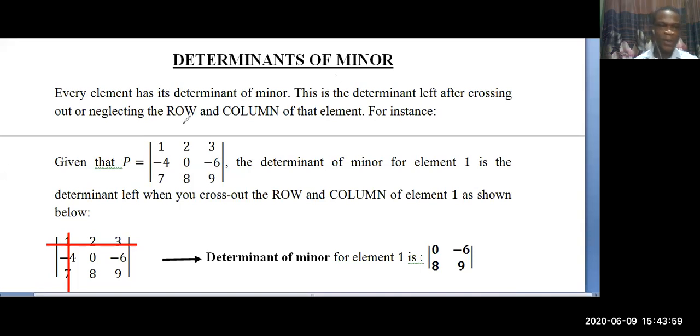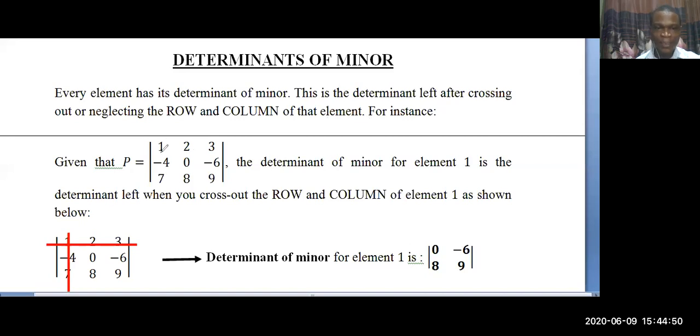So determinant of minor, every element has a determinant of minor. We're talking about square matrices, because determinants are applicable to square matrices. So every element has its determinant of minor. This is the determinant left after crossing out or neglecting the row and column. You don't actually cross out, but you cross out virtually, just with your eyes. I have done something below here where I did a cross out, but you don't do this with your biro. Of course, if using your biro or your pencil makes it easier for you, fine, go ahead. The actual word is neglecting: this is the determinant left after neglecting the row and column of that element.